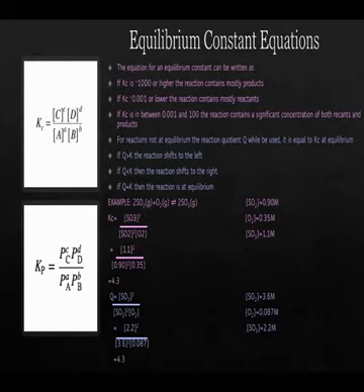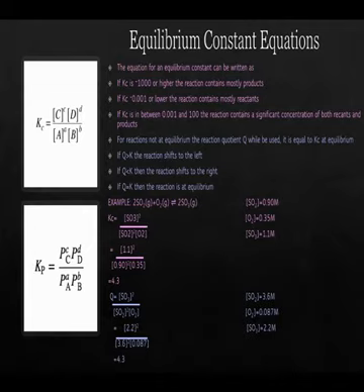For reactions not at equilibrium, the reaction quotient Q will be used. It is equal to Kc at equilibrium. And if Q is greater than K, the reaction is going to shift to the left. And if Q is less than K, then the reaction shifts to the right. And if Q equals K, then the reaction is at equilibrium.